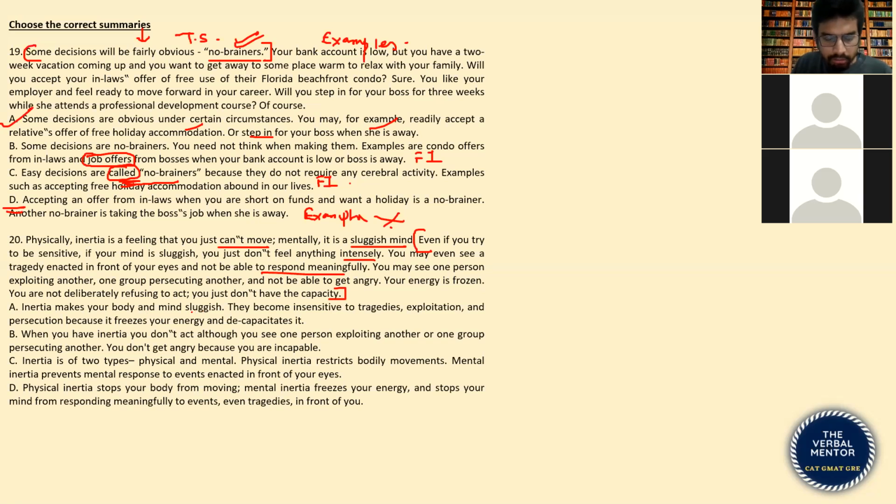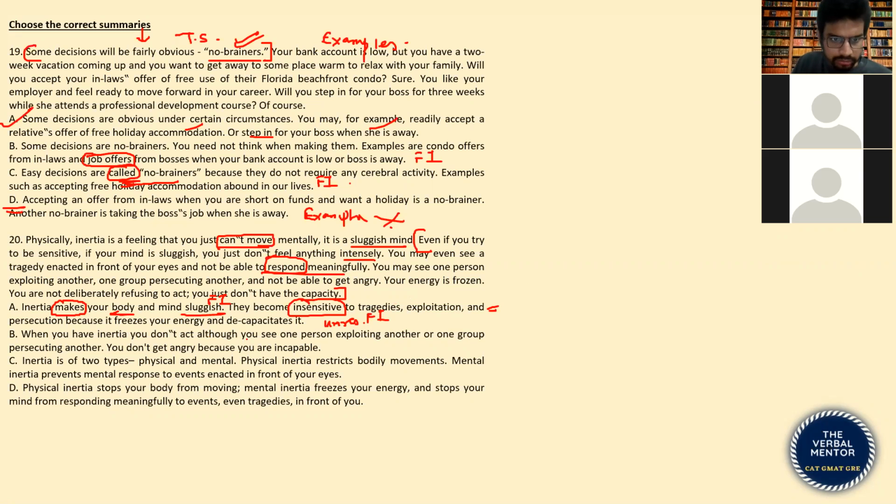Let's see. Inertia makes your body and mind sluggish. Well, inertia does not really make your body and mind sluggish. It makes your body lobotomized, so to say. You feel stoned. You can't move. It's just the mind that gets sluggish. So it's factually slightly distorted, slightly incorrect. And they don't become insensitive. They become unresponsive. So this is also factually incorrect. It's probably not a flawless answer choice, but we'll keep it for now. Let's see if we have a better answer choice.